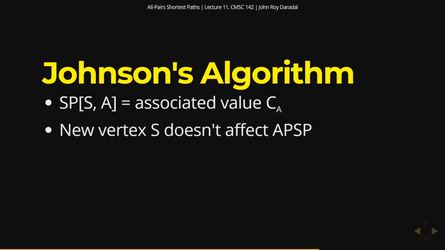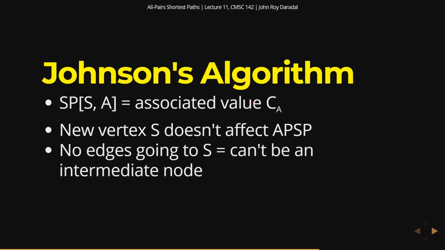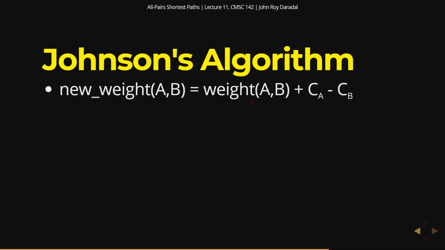So this new vertex S actually does not affect the APSP. Why is that? Because there are no edges going into S, so it can't be an intermediate node. Since S is only going outwards, it can't be used as an intermediate node to create a new path that will affect the original APSP solution, right? So it should work.